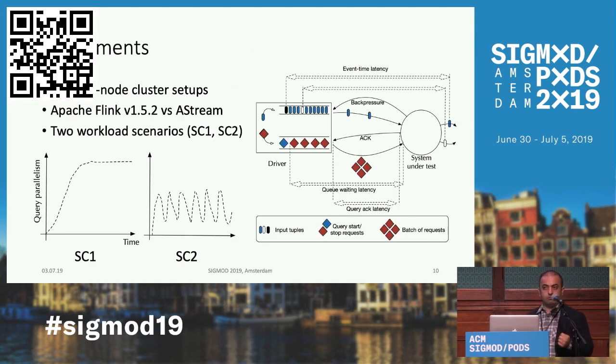In the first workload scenario, it's more or less a stable scenario. The query throughput increases after some time and stays stable. And the number of queries here is more than in workload scenario 2. But in workload scenario 2, the query throughput fluctuates, increases, decreases, increases, decreases over time. And this is our benchmarking framework.